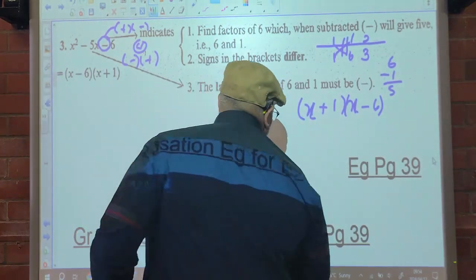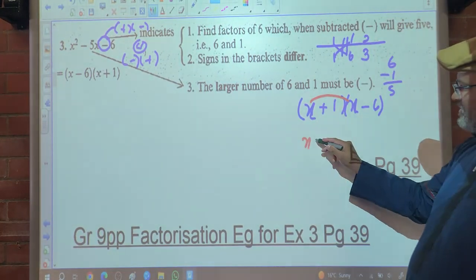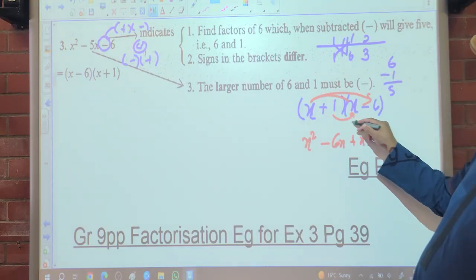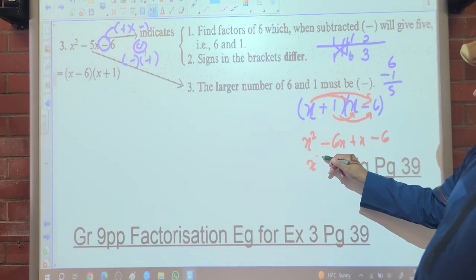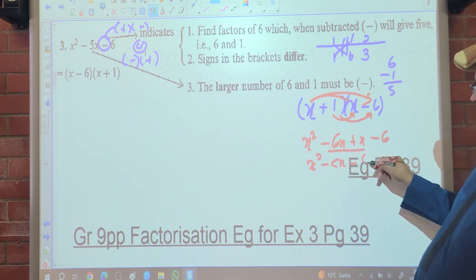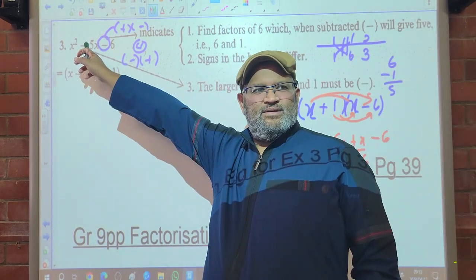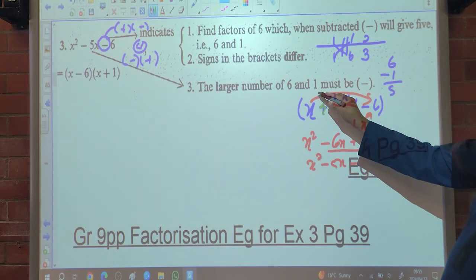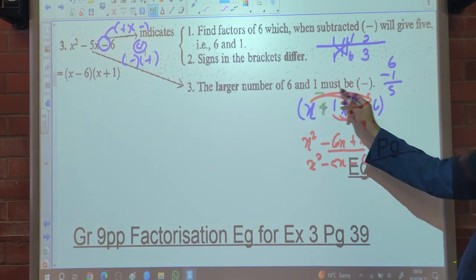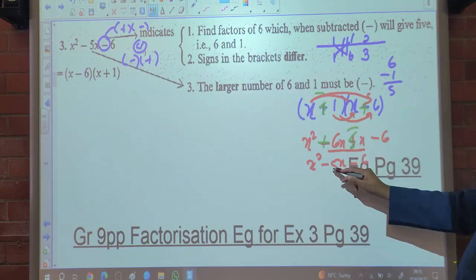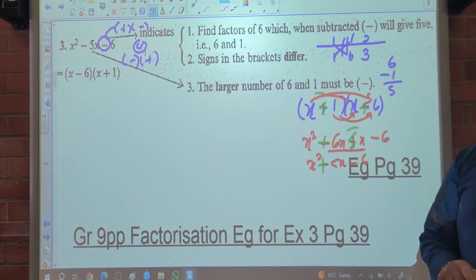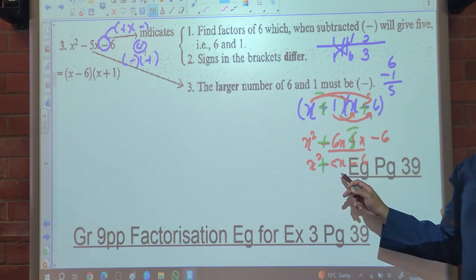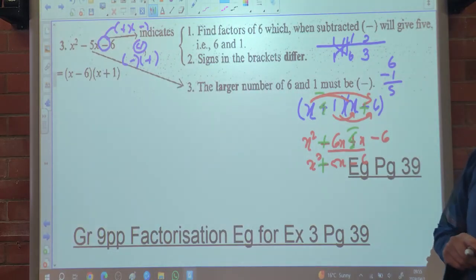And we can test it, people. That's a nice thing about this. What is x times x? x squared. What's x times minus 6? Negative 6x. What's 1 times x? x. What's 1 times negative 6? Negative 6. So we have x squared minus 5x minus 6, which is exactly that sum here. Now say you add the positive sign here and the negative sign here, then that would have given you positive 6x minus x, which would then give you positive 5x. Can you see why it is important to have the sign at the right point? Because if I multiply it out, I won't get exactly the same sum.